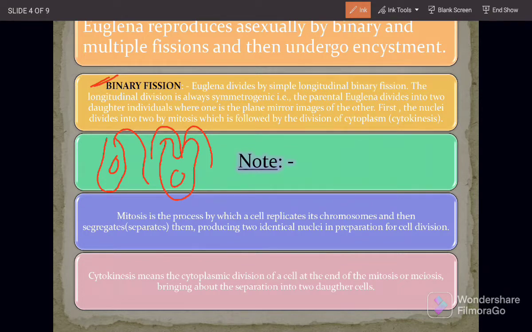The longitudinal division is always symmetrogenic. That is, the parental Euglena divides into two daughter individuals, where one is the plane mirror image of the other. Plane mirror image of the other means a carbon copy of each other, the same. Biologically, the phenotype or genotype is the same, a fully exact carbon copy.